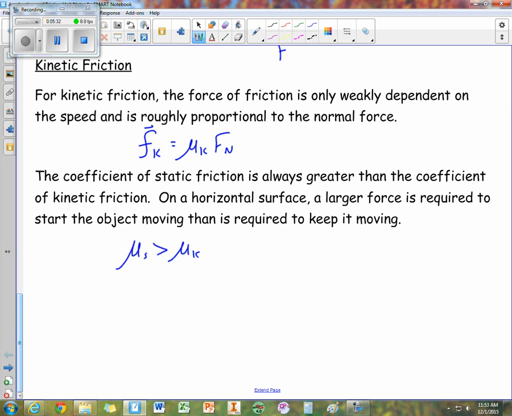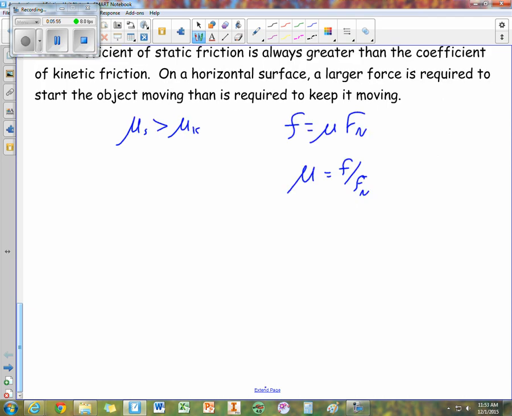Also, it's unitless. If we take a look at friction equals the coefficient times the normal force, we can see that the coefficient will always be friction divided by the normal force. So the coefficient is a ratio between the friction and the normal force. So it is unitless.